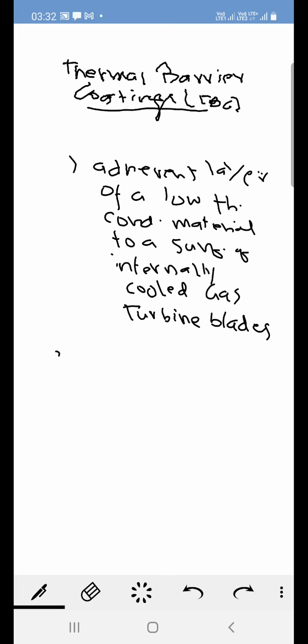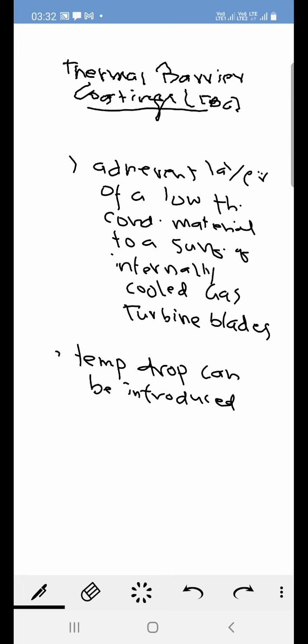So the basic principle, or the basic mechanism, is that a temperature drop can be introduced across this excess layer.